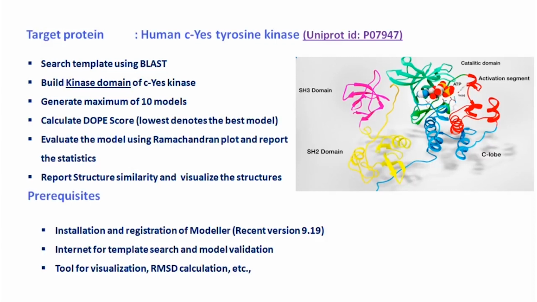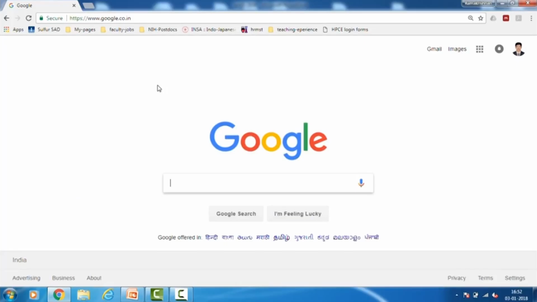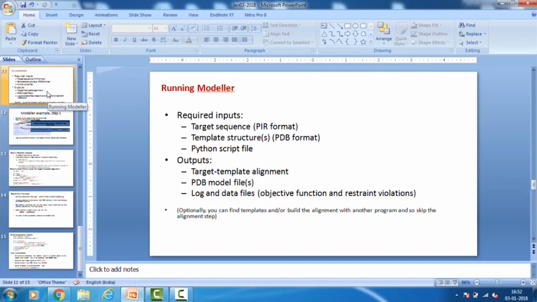So, the prerequisites are the Modeler software installed, and then the internet facility for template search and model validation, and the visualization tools for visualizing the target and templates and to make comparative statements on them using metrics like RMSD. First, I will explain how to start searching the template for a given protein sequence.